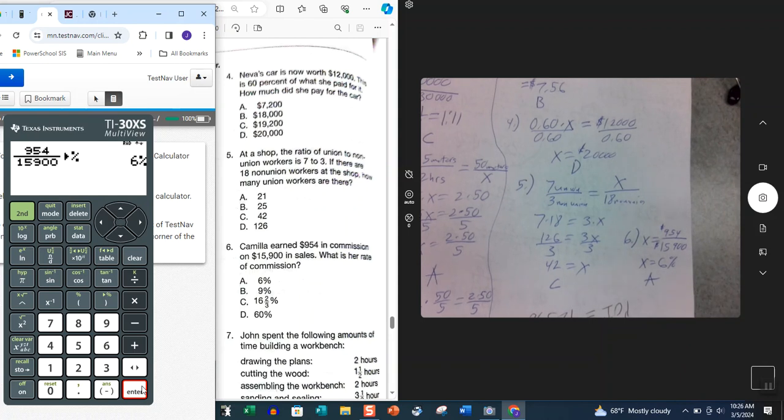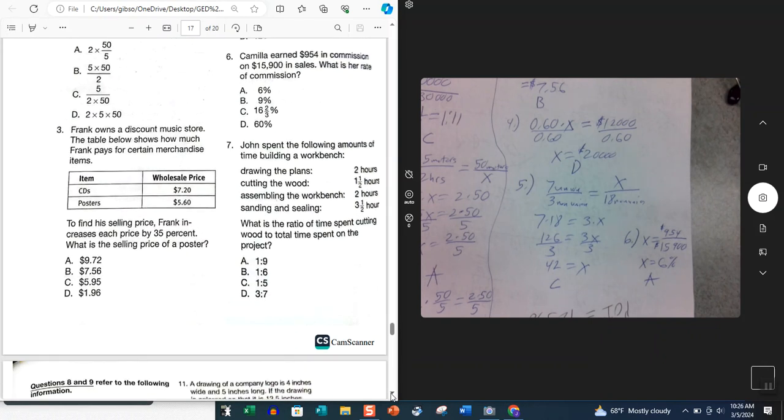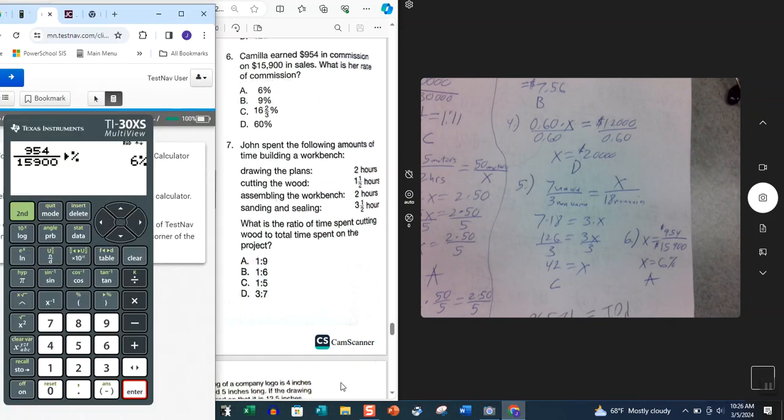Okay, so now we go here to problem number 7. So I got to pull this calculator back up. All right, it says here, John spent the following amounts of time building a workbench. Drawing the plans, 2 hours cutting the wood, assembling the workbench, sanding and sealing. All of the hours here. What is the ratio of time spent cutting the wood to total time spent on the project?